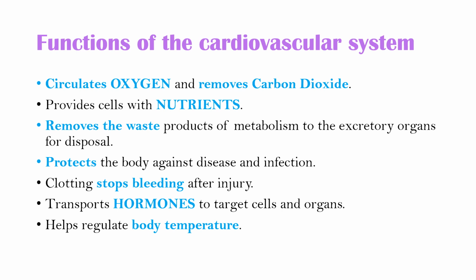Functions of the cardiovascular system. The cardiovascular system circulates oxygen and removes carbon dioxide. It also provides cells with nutrients. Besides, it removes the waste products of metabolism to the excretory organs for disposal. It also protects the body against disease and infection, stops bleeding after injury, transports hormones to target cells and organs, and helps regulate body temperature.